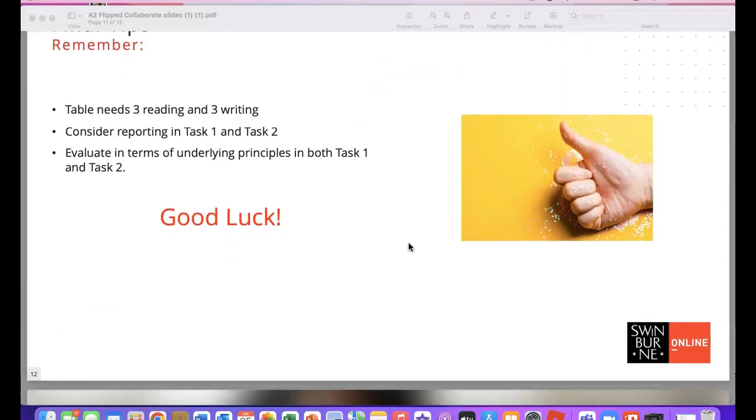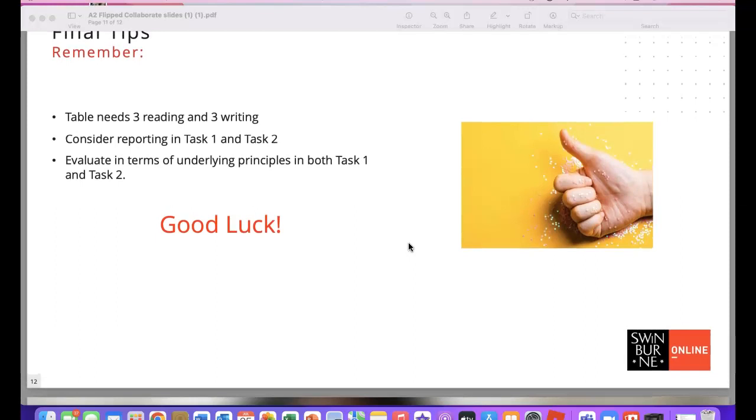Just some last tips. Just remember that your table needs 3 reading and 3 writing. You're going to have task 1, which is the table, and task 2, which is where you're going to choose 2 assessments from that first table and look at them in depth.